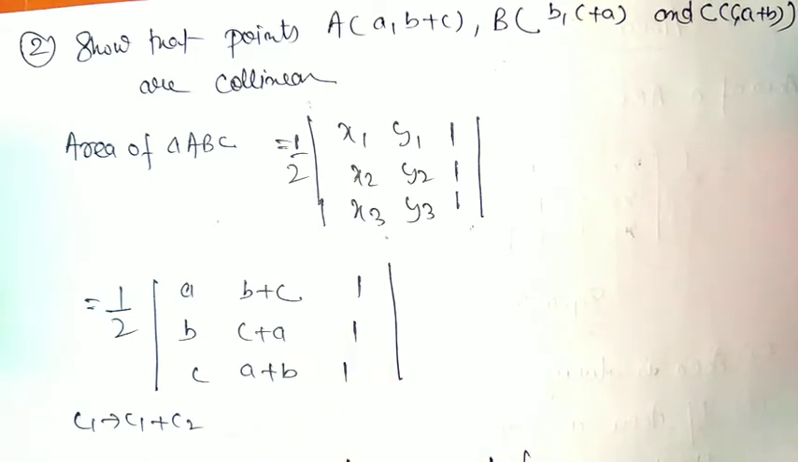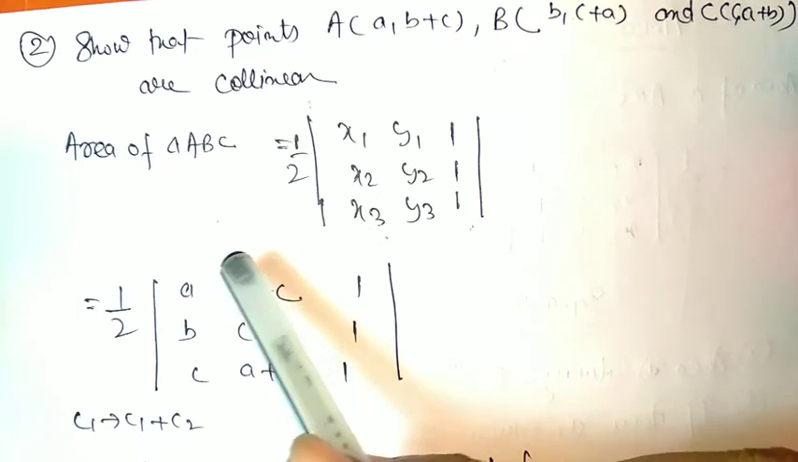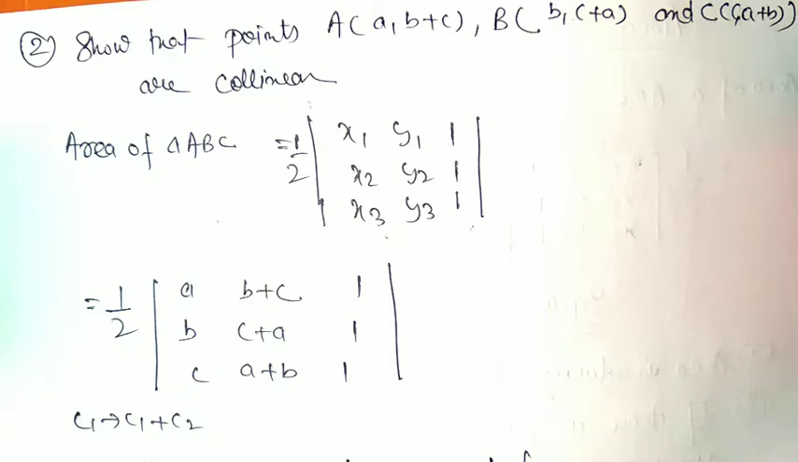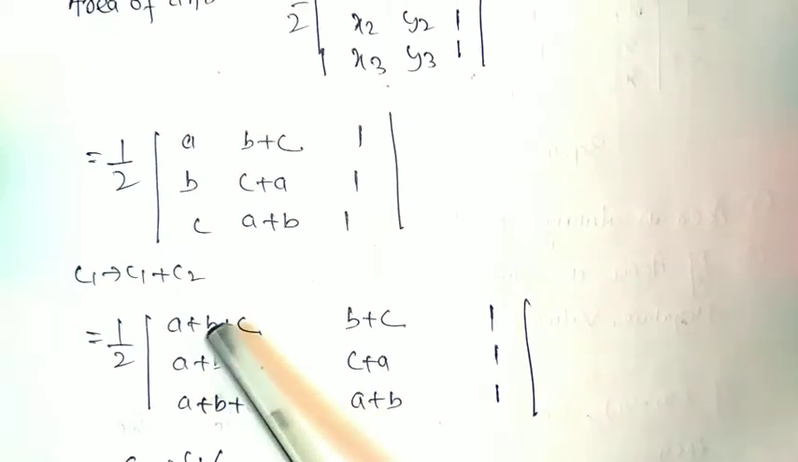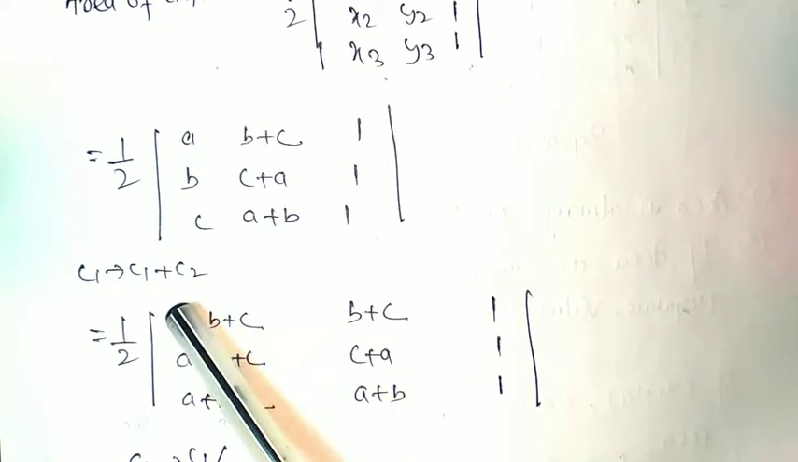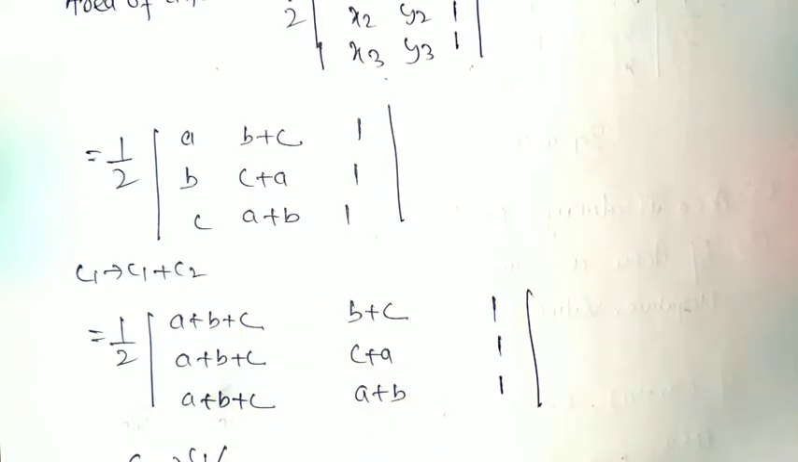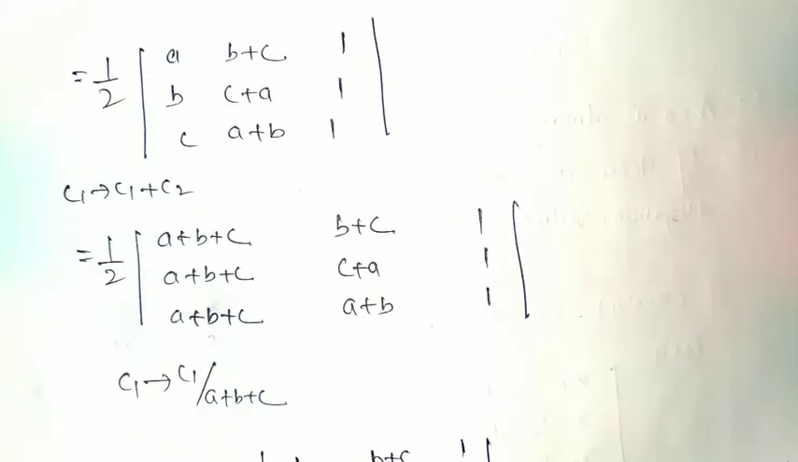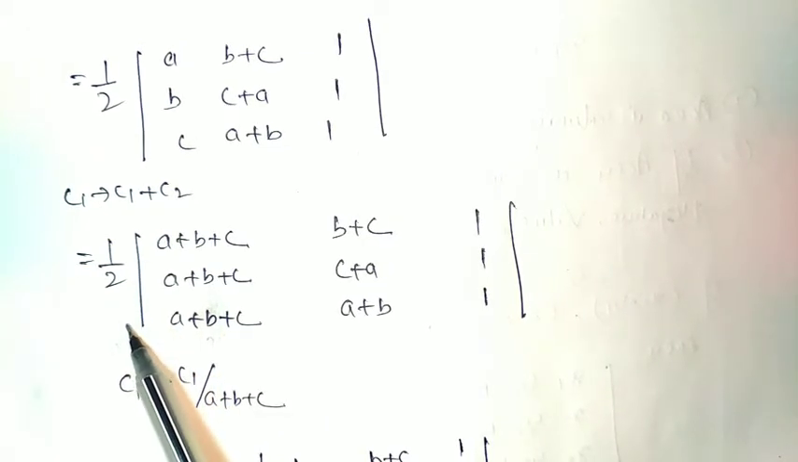Now we have two methods: either you can expand it or you can use a property. So we are using the property here. We are adding column 2 to column 1, using the operation C1 equals C1 plus C2. So the first column will be a+b+c, a+b+c, a+b+c. Now we can take a+b+c common from the first column. So we have to use the operation C1 equals C1 divided by a+b+c, so we have to multiply a+b+c outside the determinant.